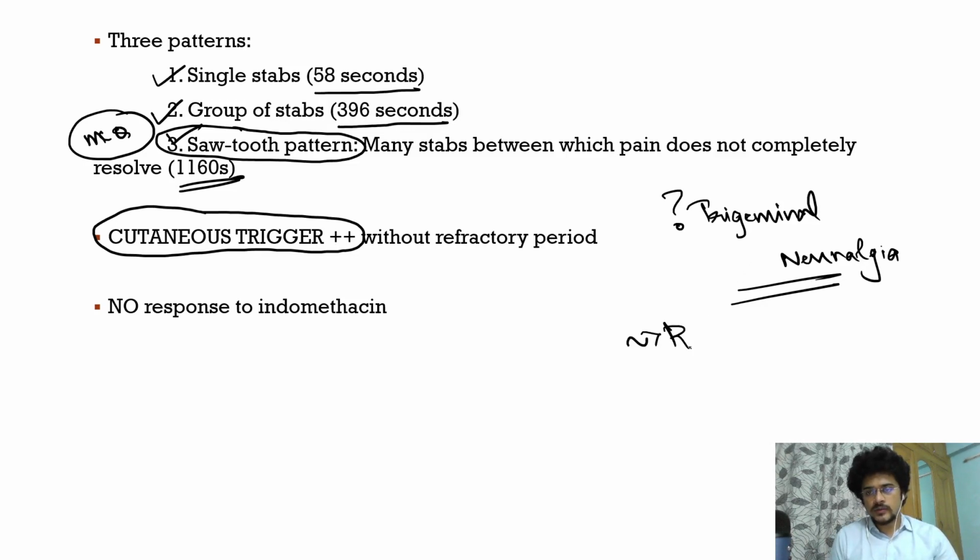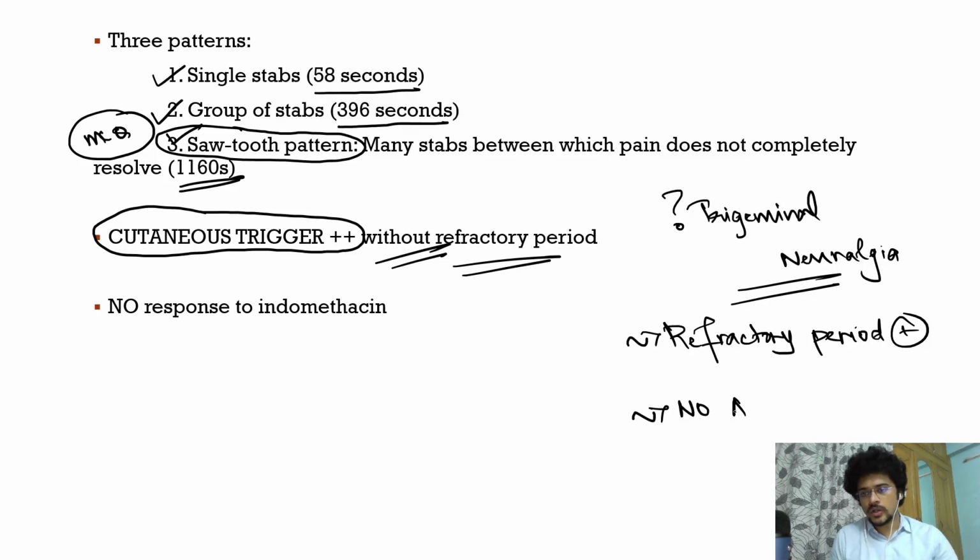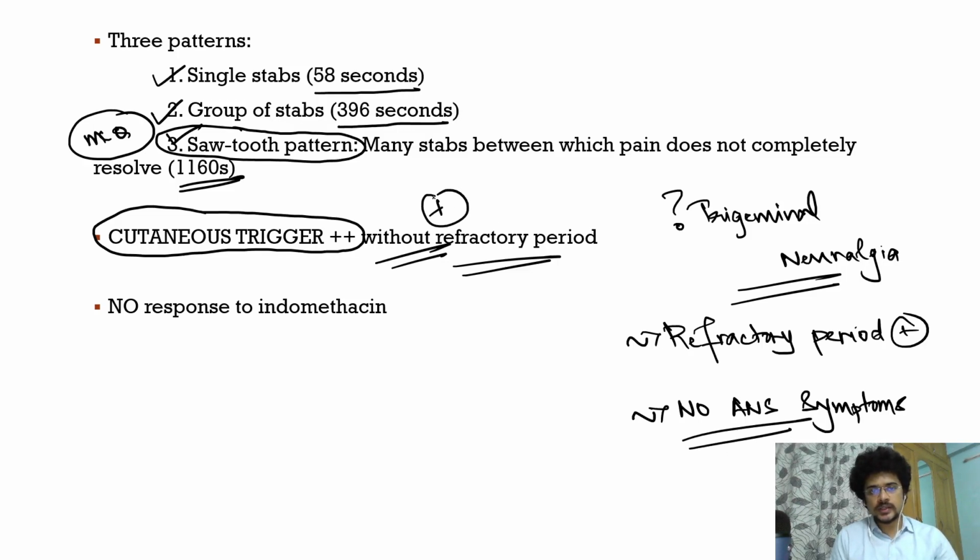Number one, refractory period. Refractory period is going to be present in trigeminal neuralgia, whereas there is no refractory period in SUNCT and SUNA. And next, in trigeminal neuralgia, there are going to be no autonomic symptoms like conjunctival tearing, nose block. Those symptoms are not present in trigeminal neuralgia, but however, they are present in SUNCT and SUNA.